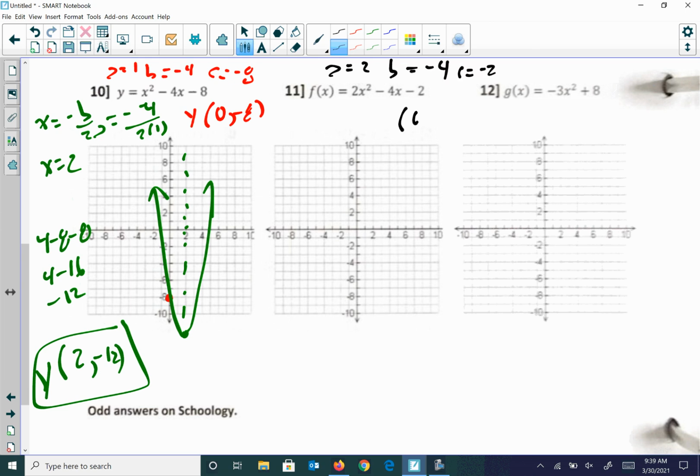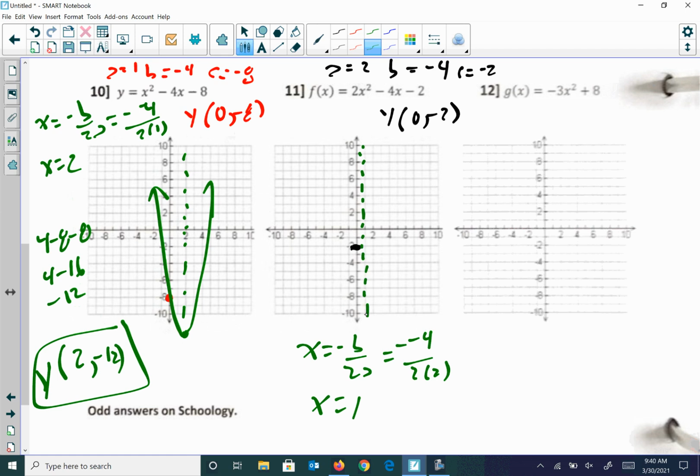All right, this next one, a equals 2, b equals negative 4, c equals negative 2. That tells me my y-intercept is 0, negative 2, which is down here. Again, it's just another point. I'm going to do x equals negative b over 2a to get my axis of symmetry. So I get negative negative 4 over 2 times 2. Negative negative 4 is 4. 4 over 4 is 1. So there's my axis of symmetry.